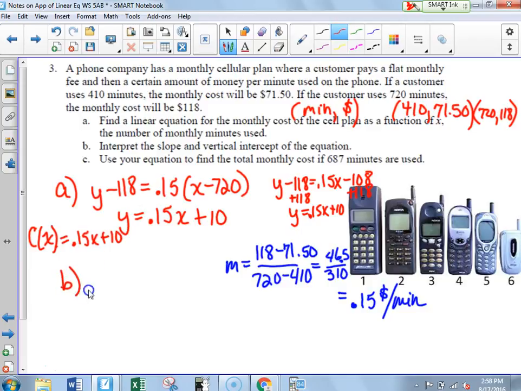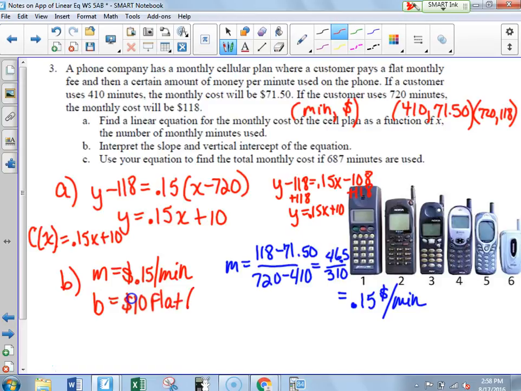B, interpret those. What does the slope mean? I gave it away already. The slope means 15 cents per minute. And the y-intercept means... read the question again. Yep, excellent, Riley. It's the flat fee of $10.